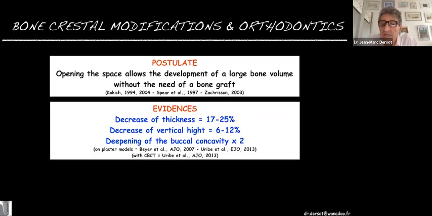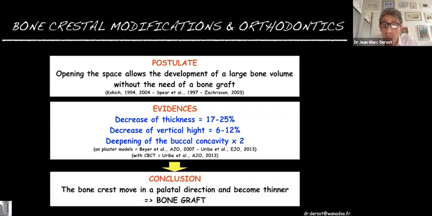Unfortunately, several papers evaluated the bone volume on plaster models or with CBCT. And as you can see, there is a decrease of thickness, a decrease of vertical height, and also a deepening of the buccal concavity. So the conclusion of all those studies was that the bone crest moves in a palatal direction and becomes thinner. So in a lot of clinical situations, unfortunately, we need to add bone, to realize a bone graft.